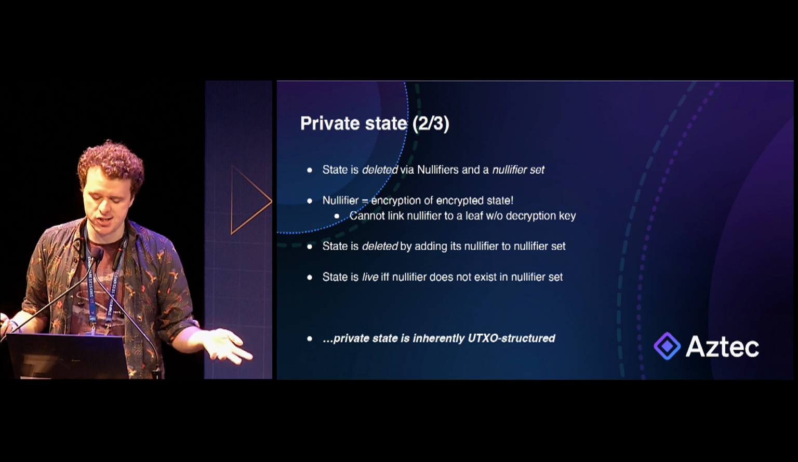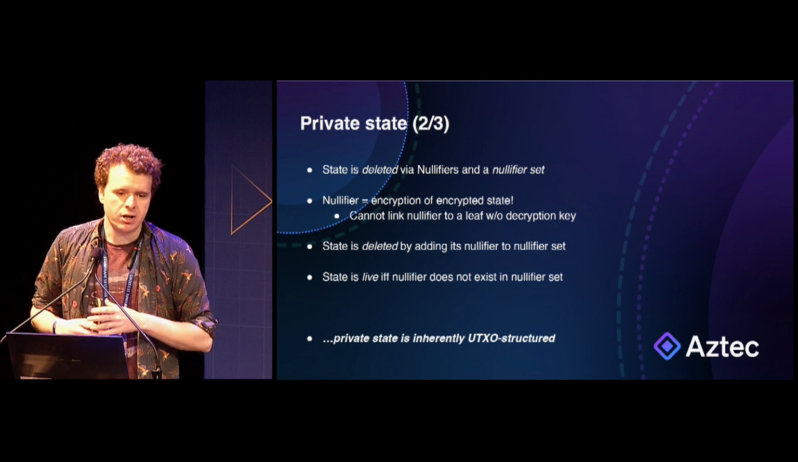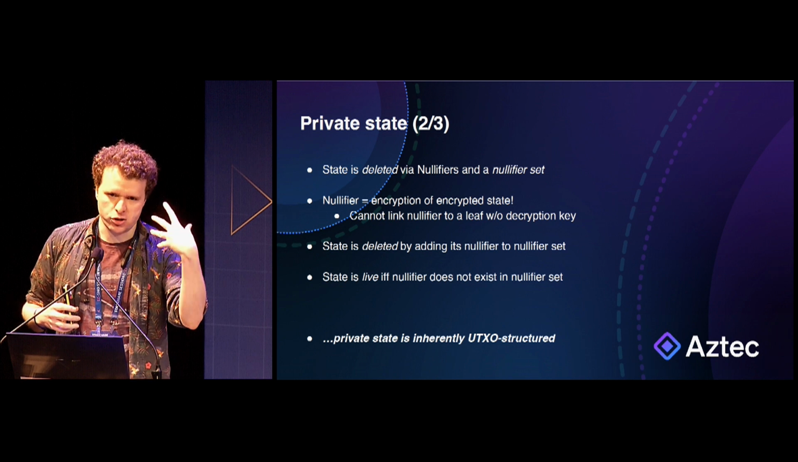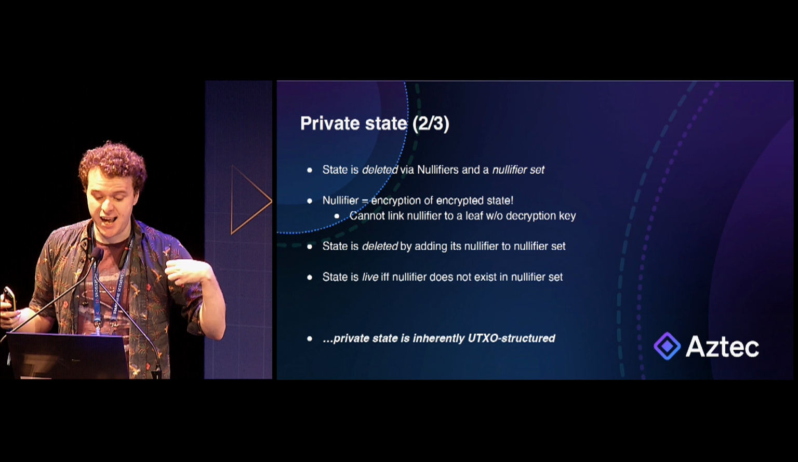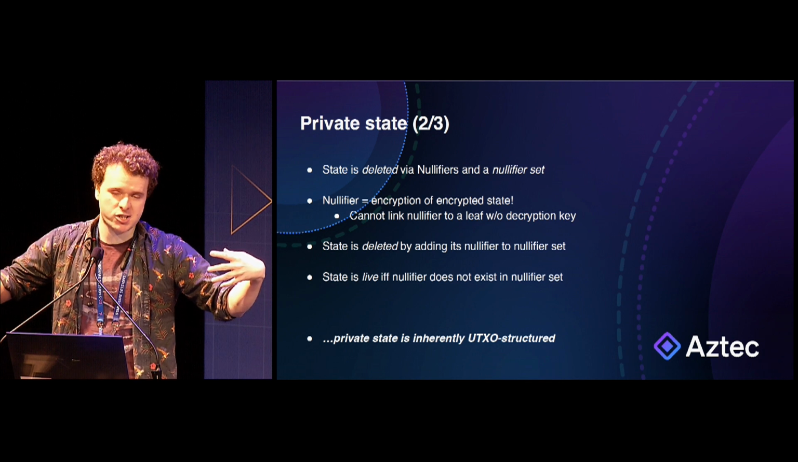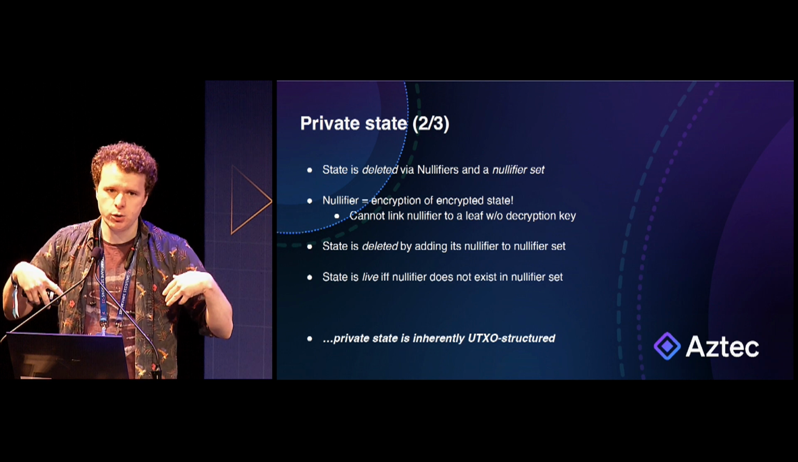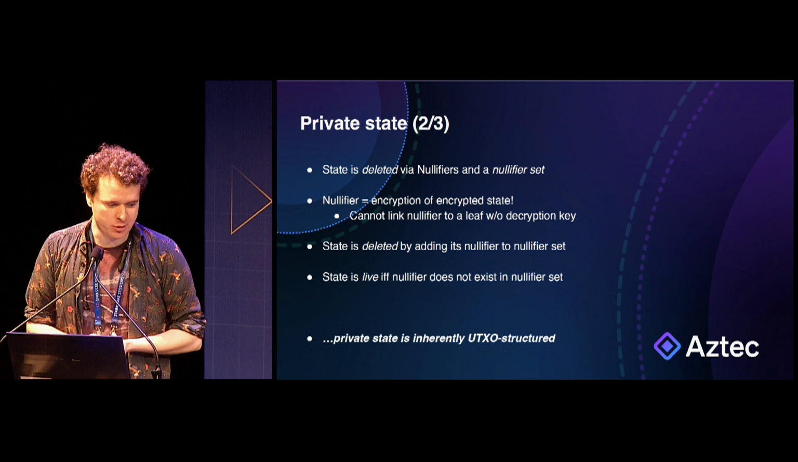It's how the Aztec network today works, where the act of transferring cryptocurrency from Alice to Bob, all it does is add additional encrypted values into the state tree. It adds additional nullifiers into the nullifier set. But if you do not possess the decryption keys, you have no information about what those are linked to. Therefore, you get very strong anonymity out of it.